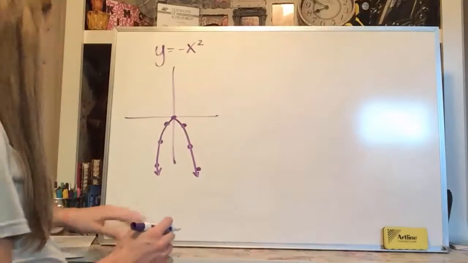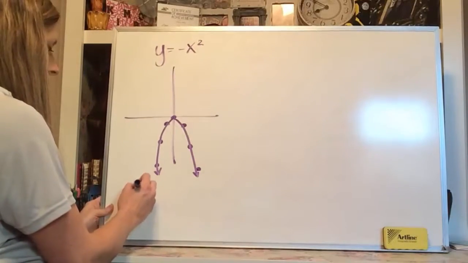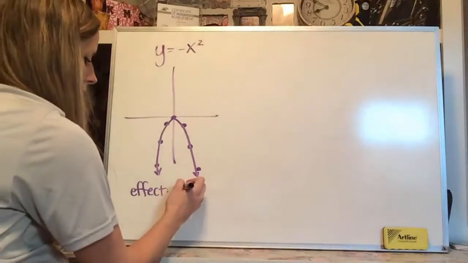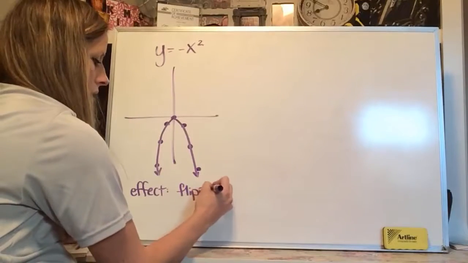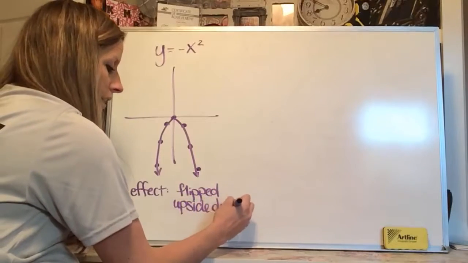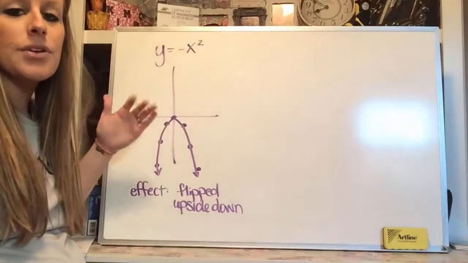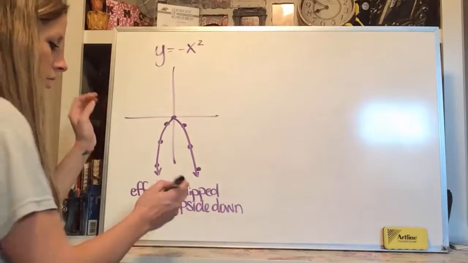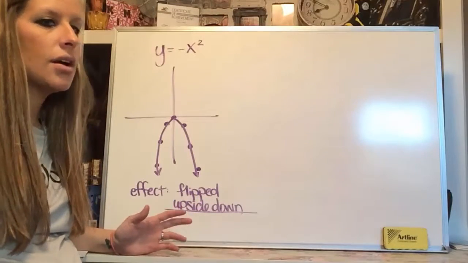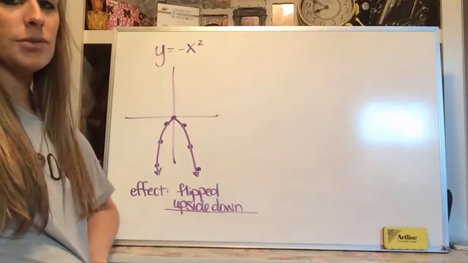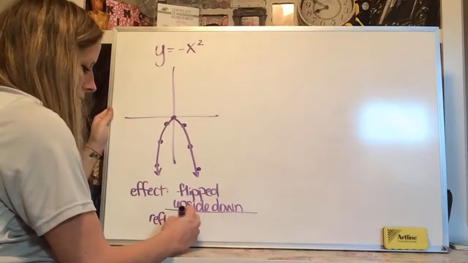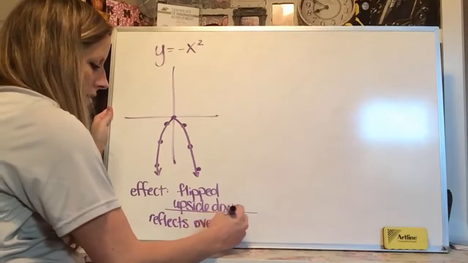Okay. So on the bottom where it says what effect happened, the effect is that it flipped upside down. Now the technical way of saying this, the better way to say flipped upside down, would be to say that it reflected over the x-axis. So go ahead and write that down too. That way if you ever hear, oh, it was reflected over the x-axis, you know what it was talking about. Reflects over the x-axis.